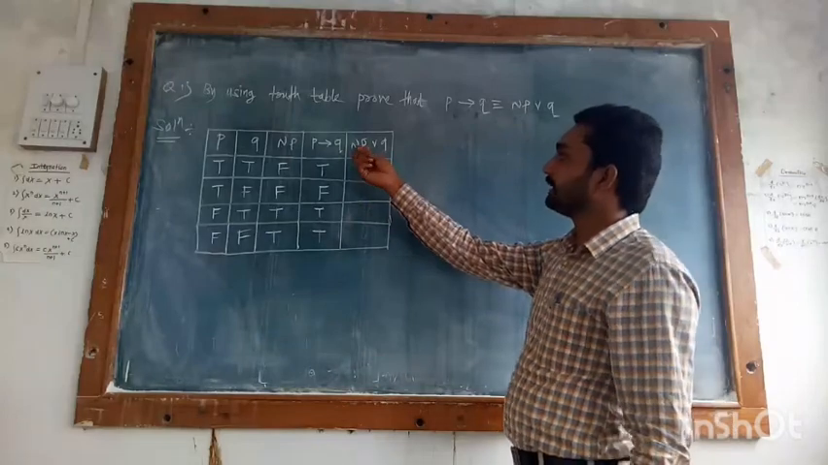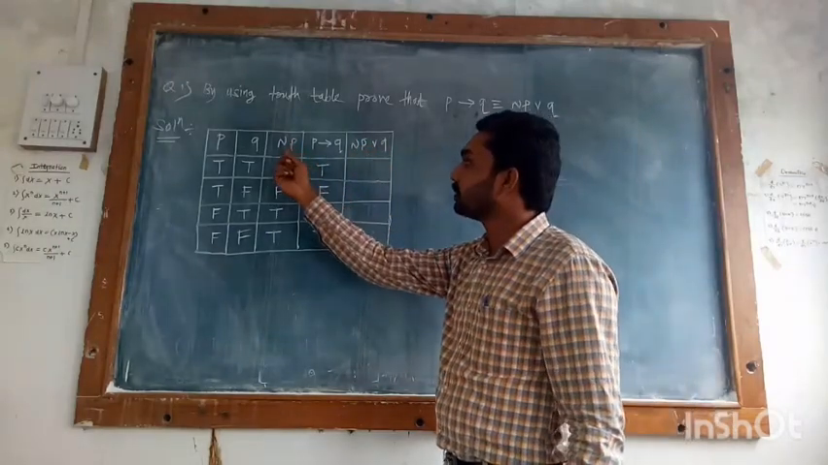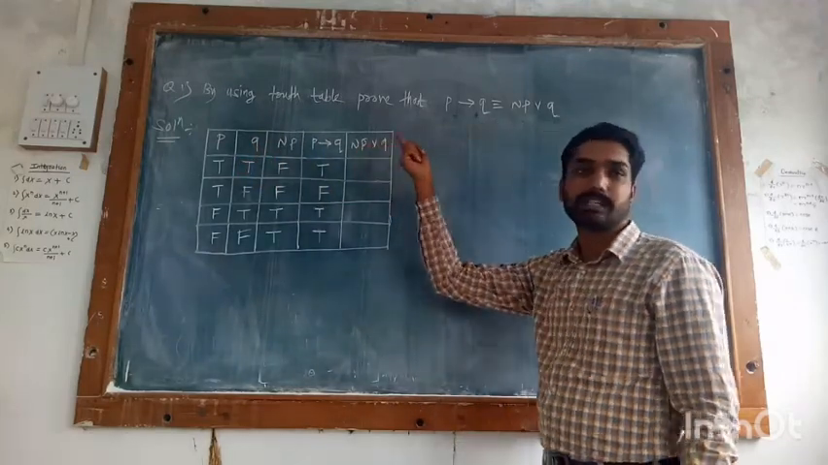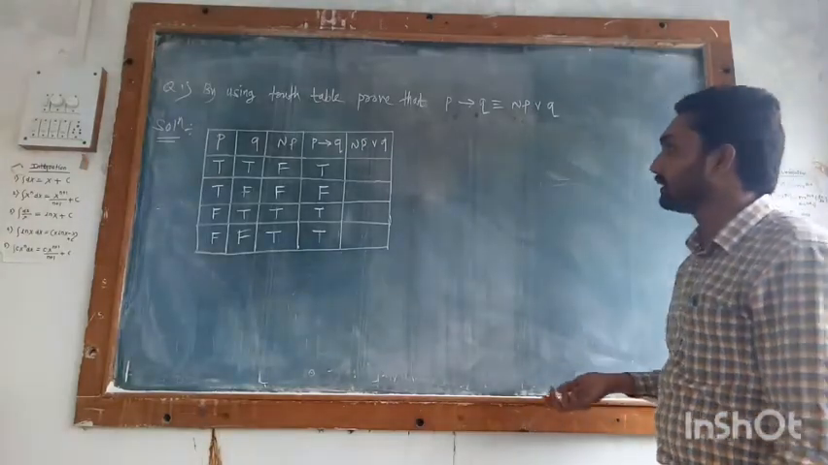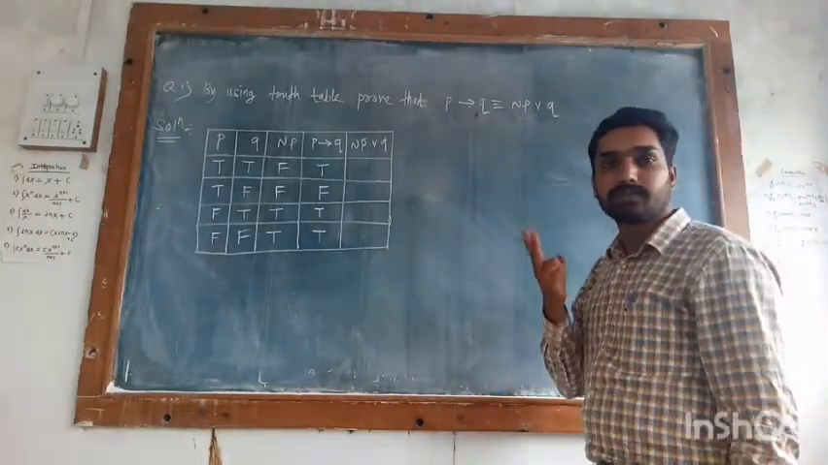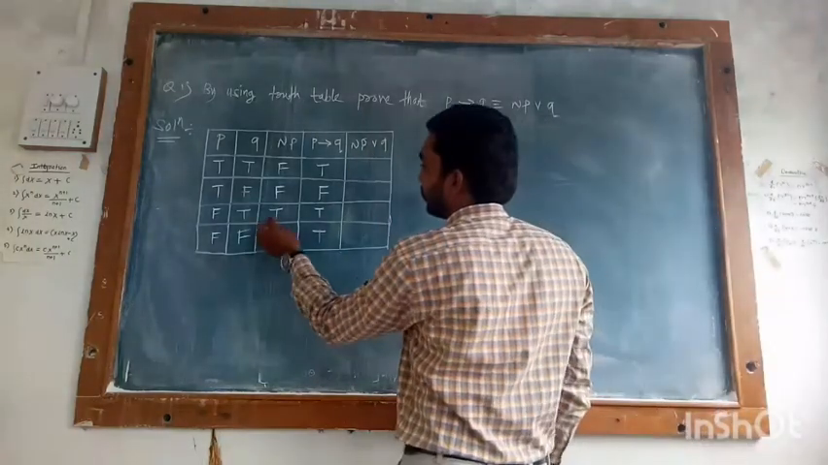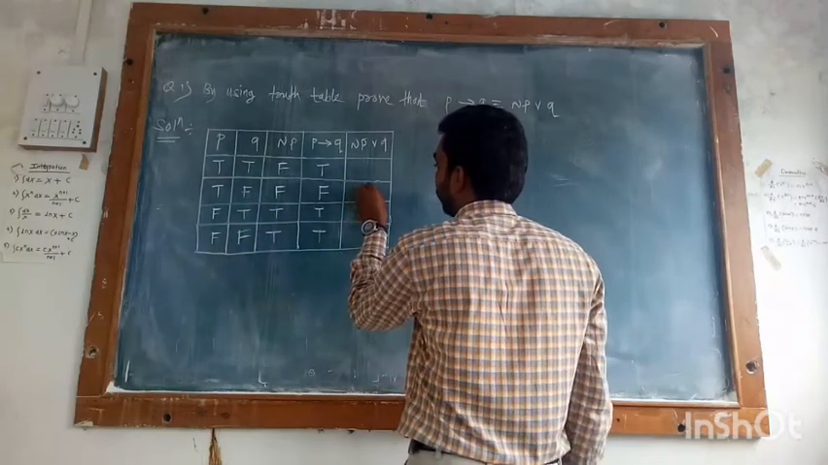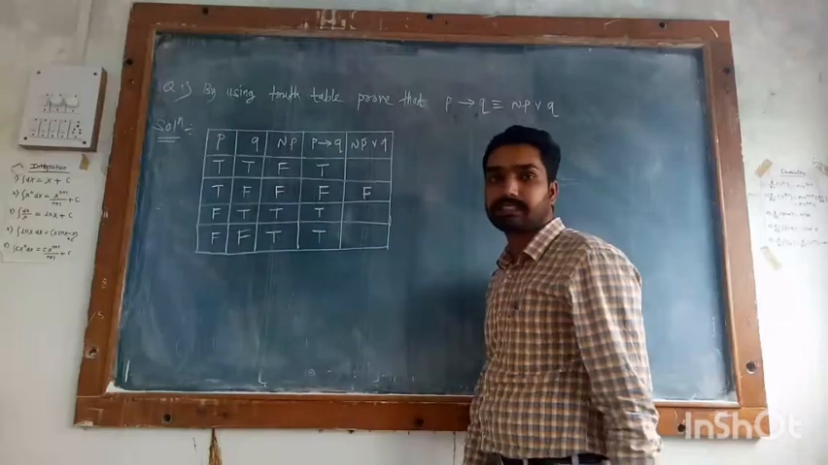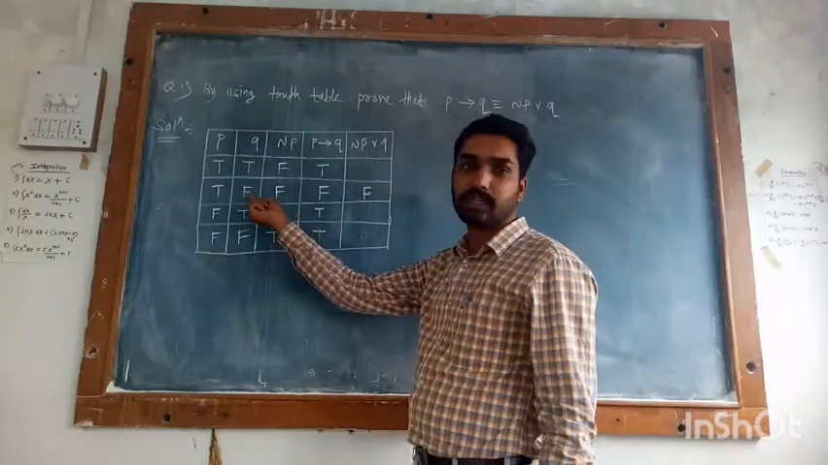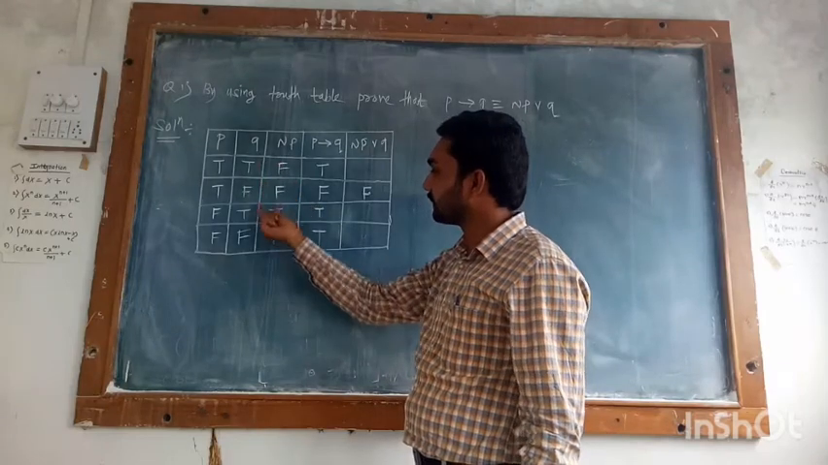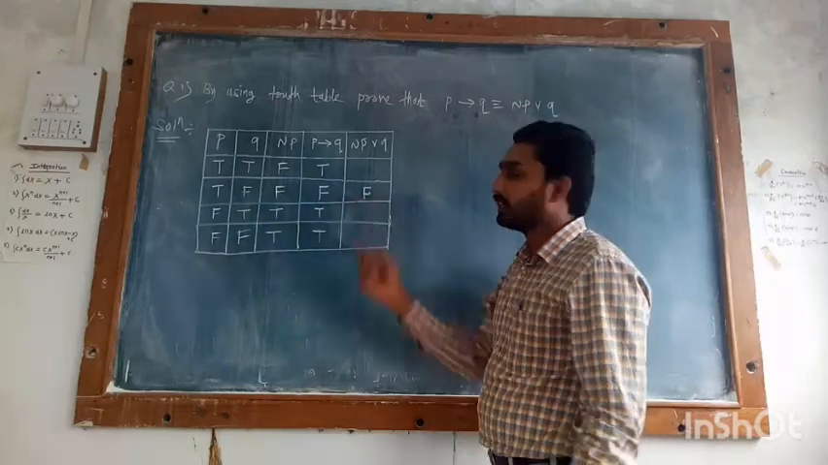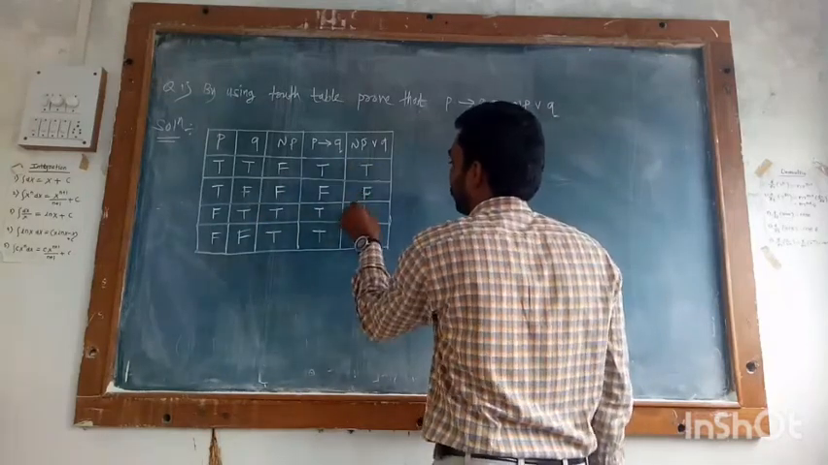Your last column becomes negation P or Q. We take negation P, or with Q. This is or, which means the disjunction table. In the disjunction table, we have to check where both are F. If both are F, then its value becomes F. There is no other such condition, so nowhere are both F. In all remaining cases, it will become T.